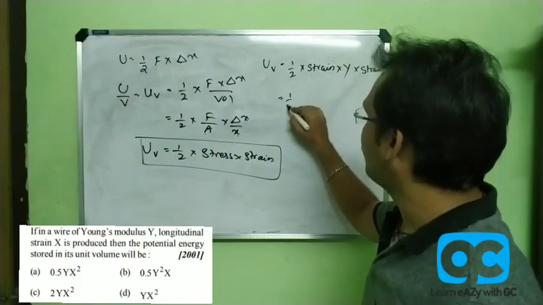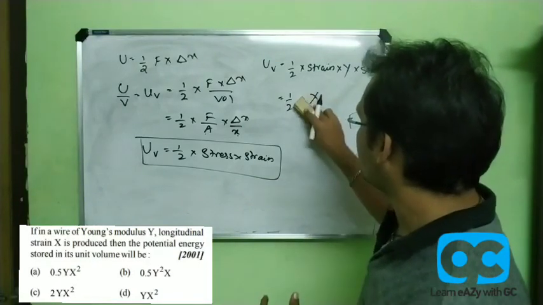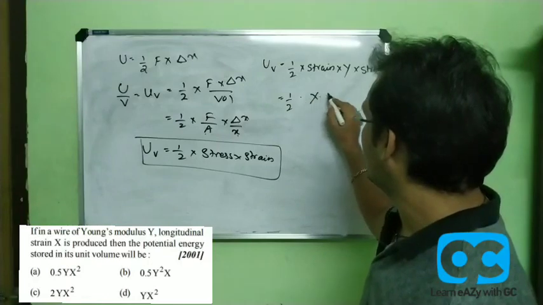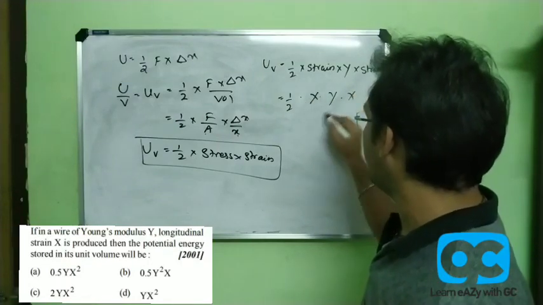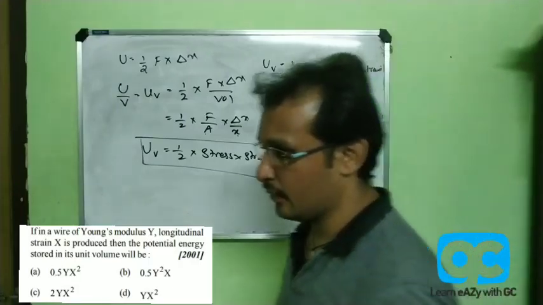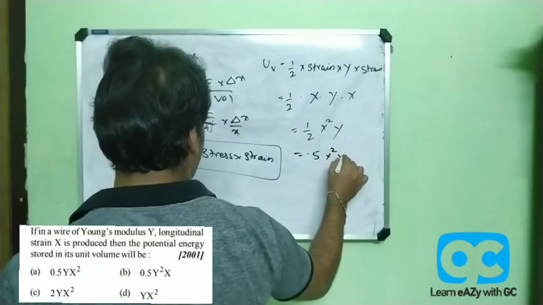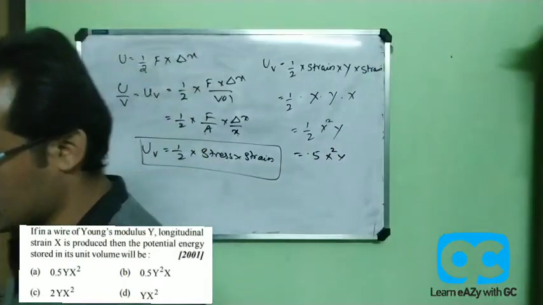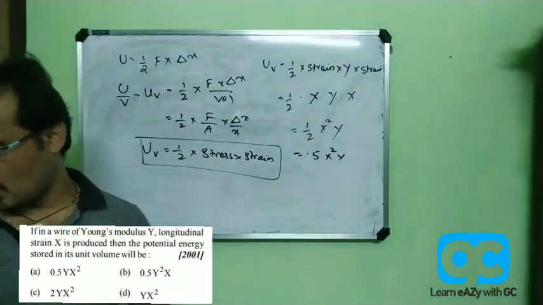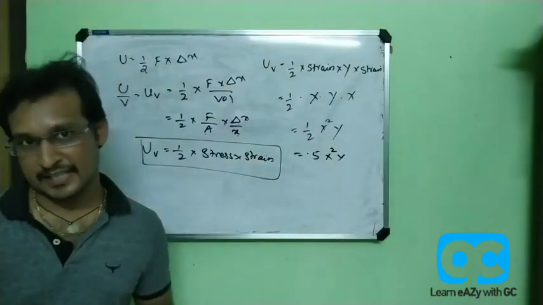So you will get half into strain, which is given as X into Y into again X. You will get half X square Y, that is equal to 0.5 X square Y. So our answer is option A. A is the answer. Okay, is it simple?